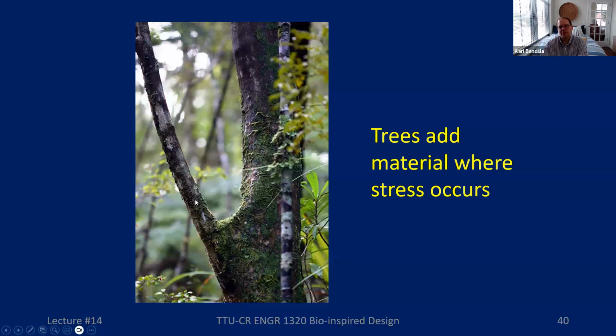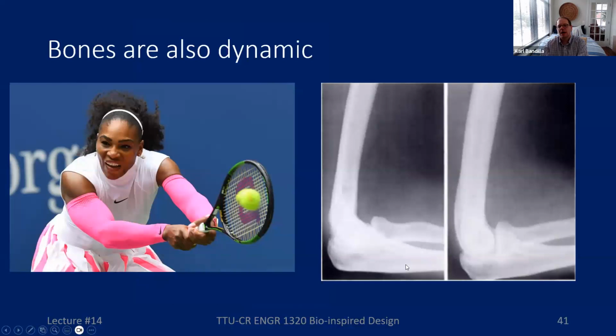So where a branch comes in, there's going to be a lot of stress on this area of the tree if there's weight on the branch. And so this tree has grown to have more material here because that's where the stress is. And it's not only plants that do that, we do that too, right? So our bones do that.